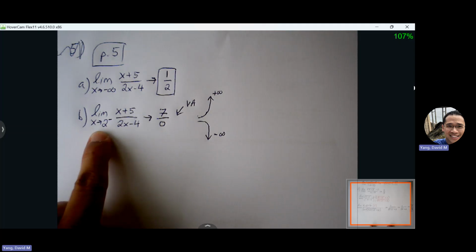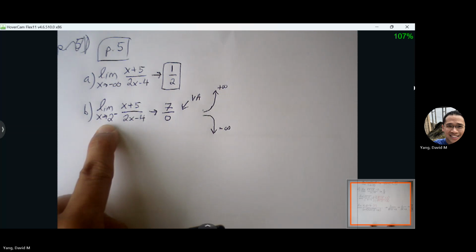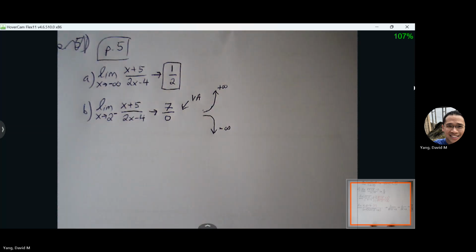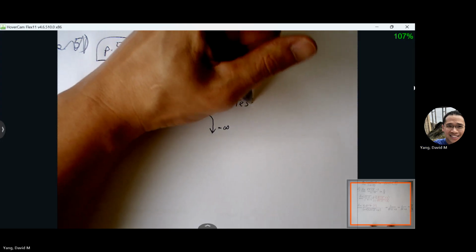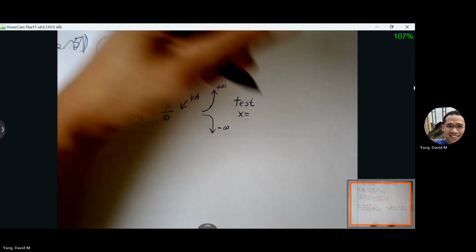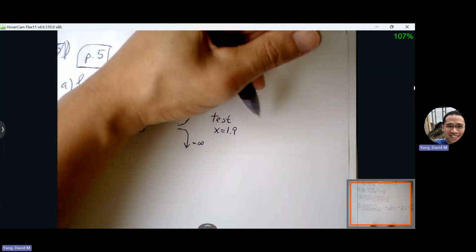Now we can plug in test what? Good, decimals, right? Now we can do decimals. Now we can choose a number as we get closer towards 2 from the left side of 2. Now decimals can play a role. So 1.9 in for x.